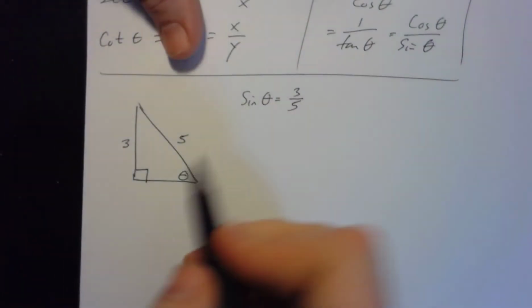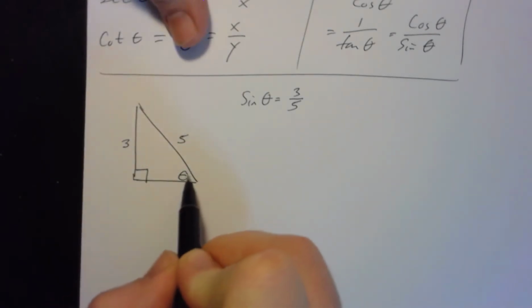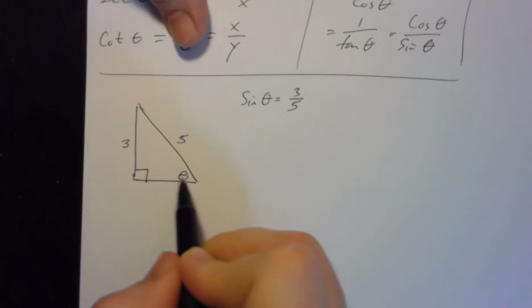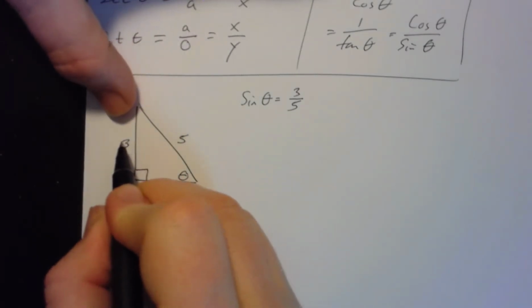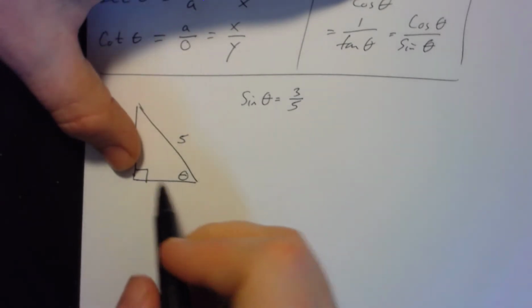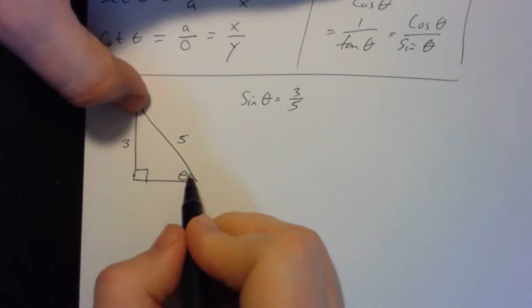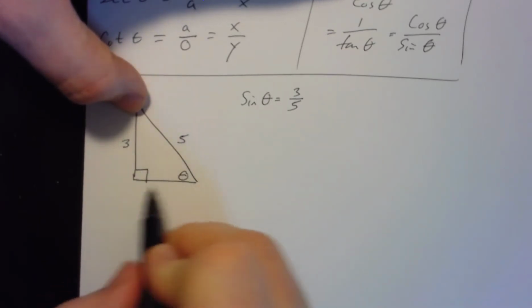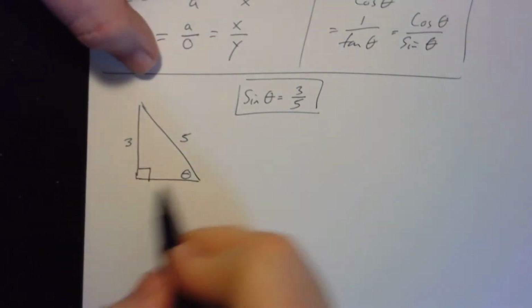Now remember, every time we're looking at these triangle problems, the idea is if I pick an angle, it can't be the right angle, it has to be one of the other two angles. The opposite is the side across from that angle. The hypotenuse is always the side across from the right angle. And this side right here is the one next to the angle we picked, and that is called the adjacent side.